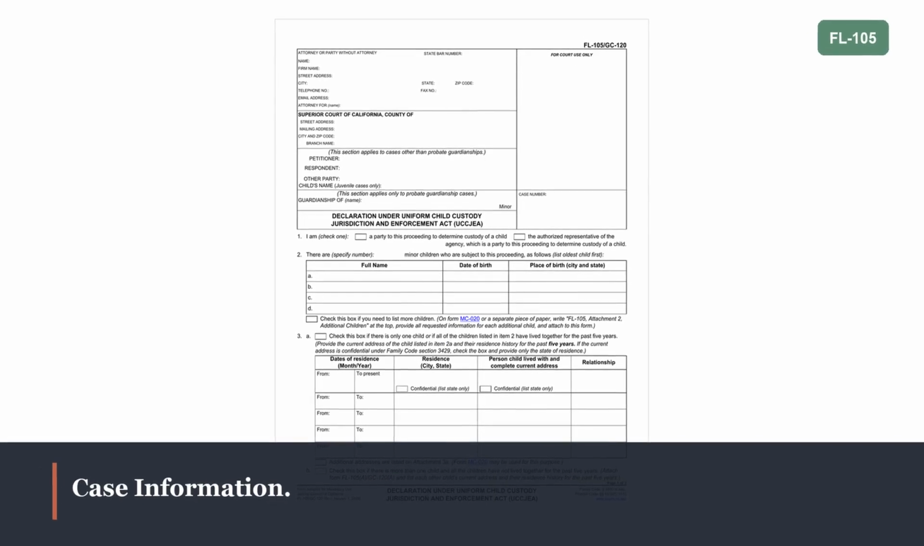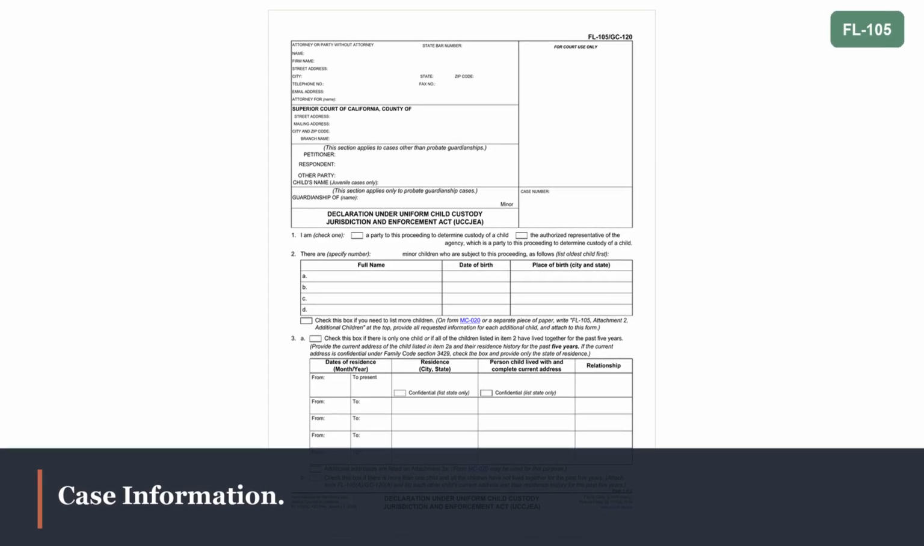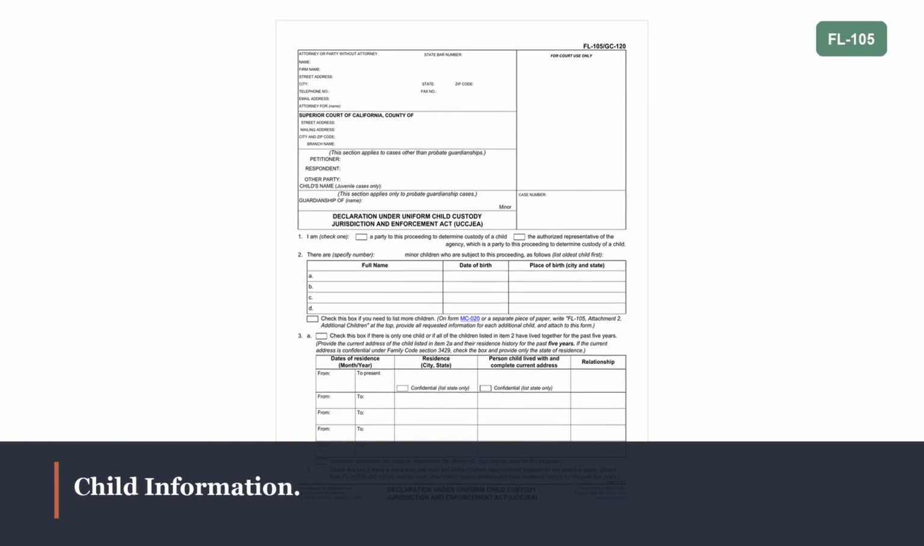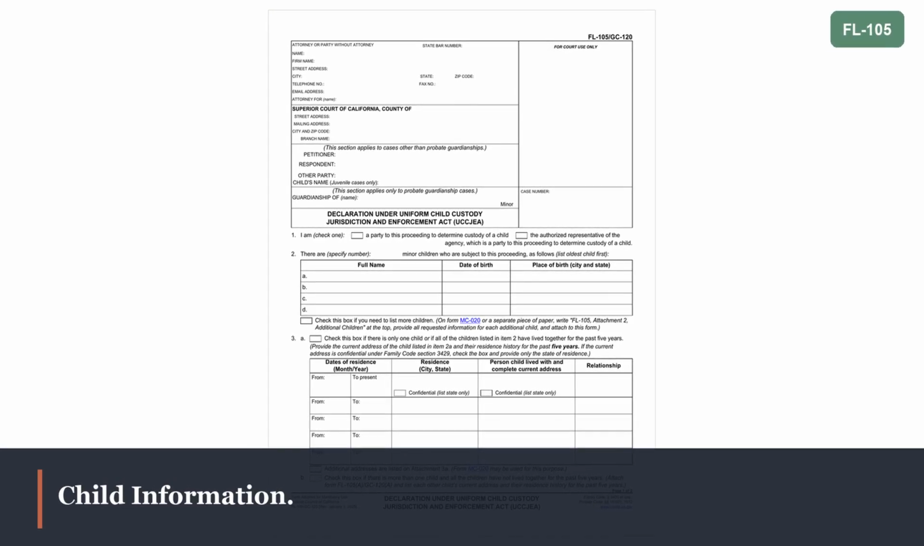Case information. At the top, you'll enter the county, the names of the parties, and the case number once it's assigned, the same way you would on any other form in your case. Child information. For each minor child involved in the case, list the child's full name and the child's date of birth. If there is more than one child, you'll list each one separately. Most versions of the form provide room for several children and an attachment page if you have more.